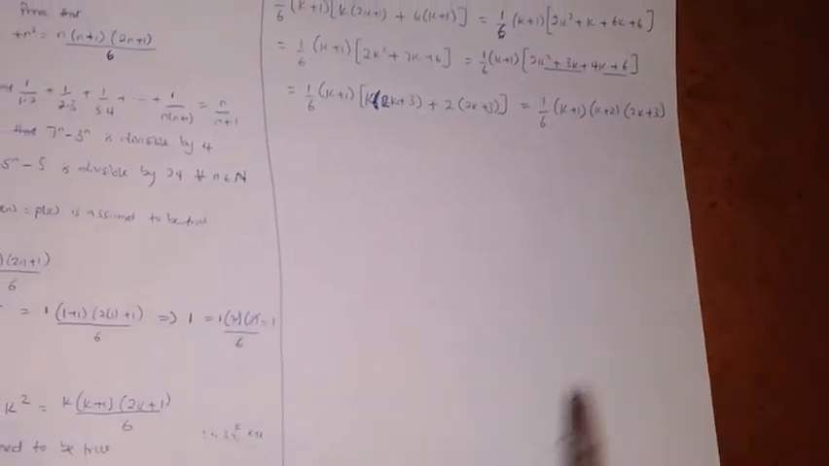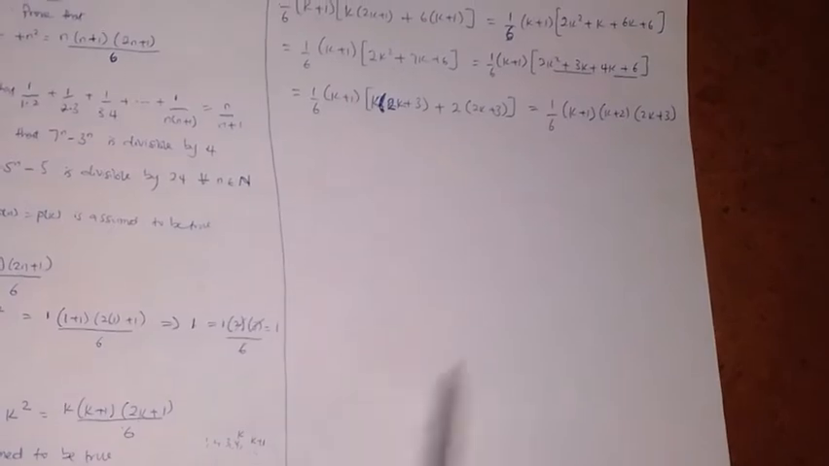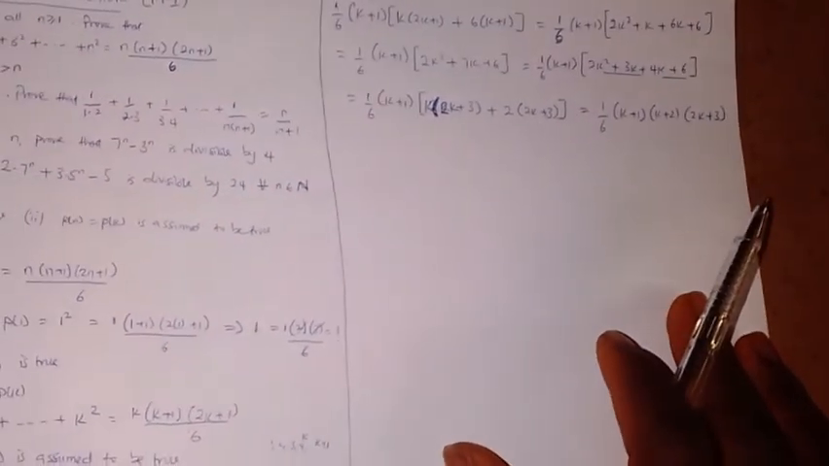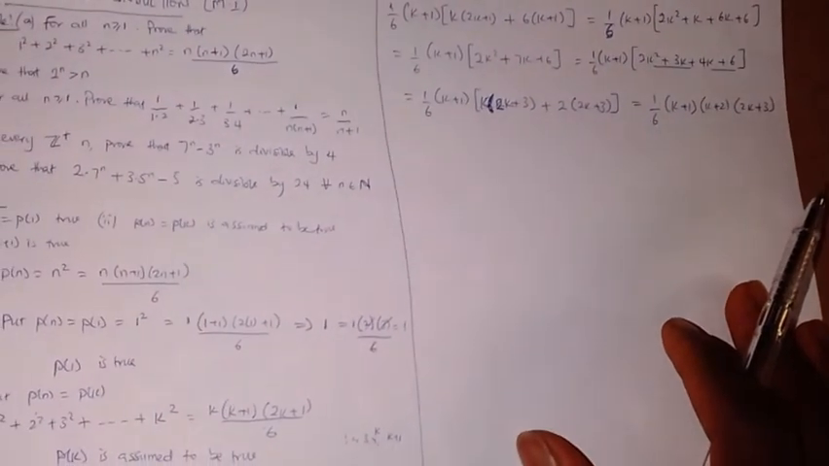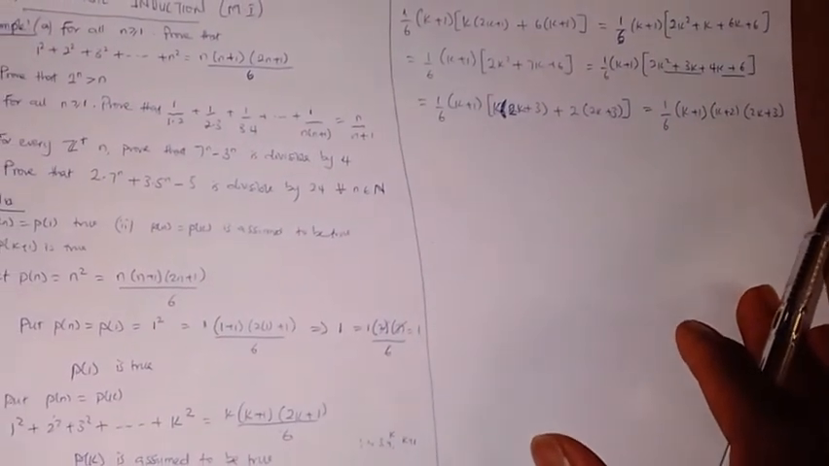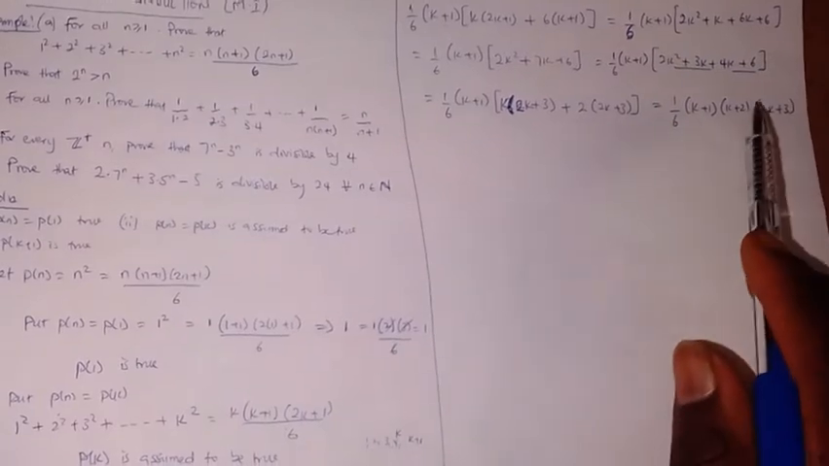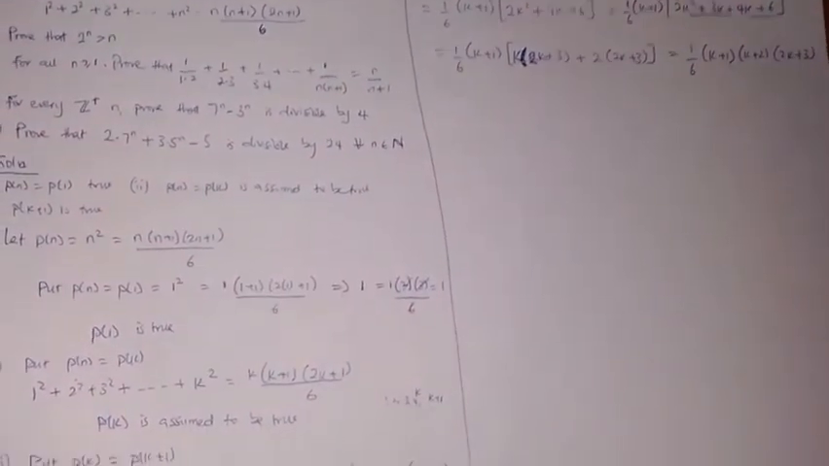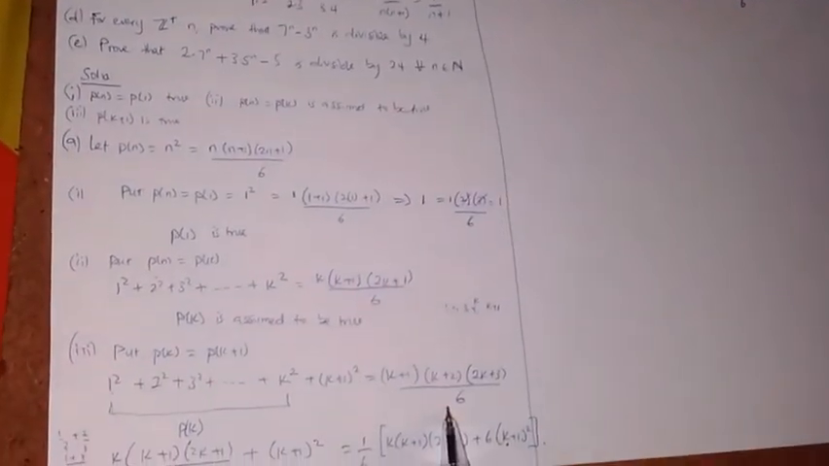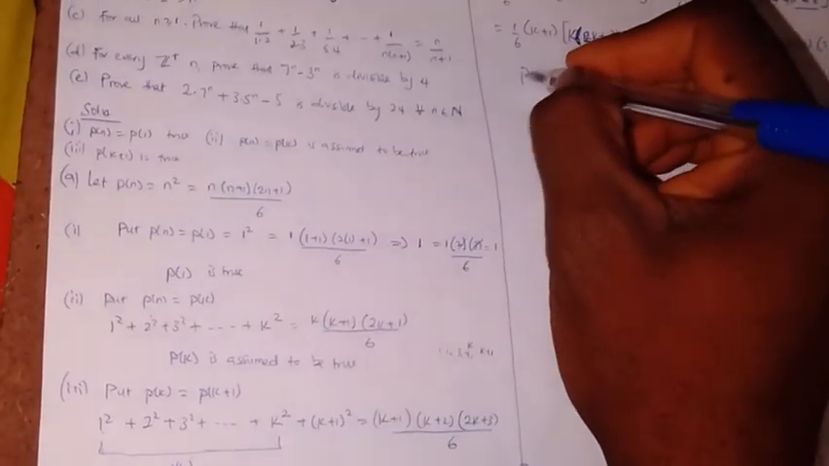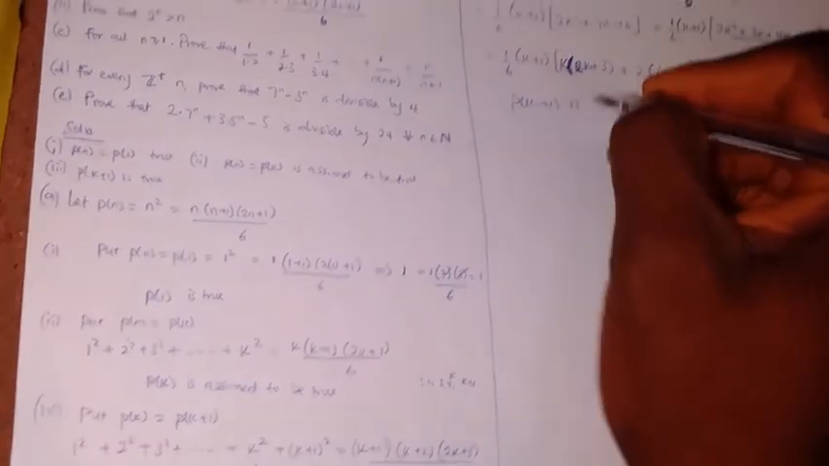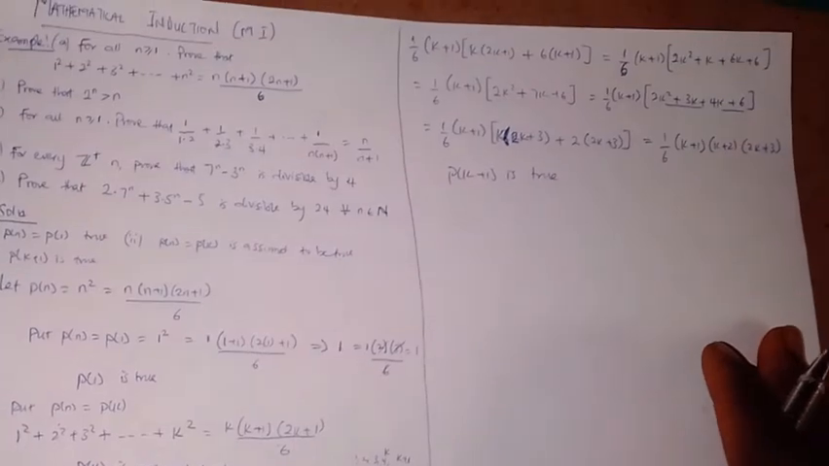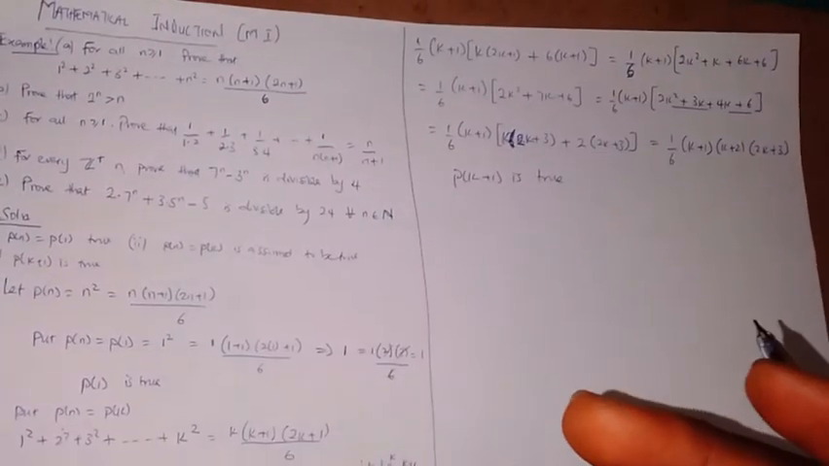If I compare that with what I have here, we can see that it is the same thing. So since I showed my P of 1 to be true, my P of k assumed to be true, and my P of k plus 1, I got the answer that's at my right hand side here. Then in that case, I can say my P of k plus 1 is true. Okay, so that's for the first question. I don't want to go through it very well, so if you don't understand it, you can.